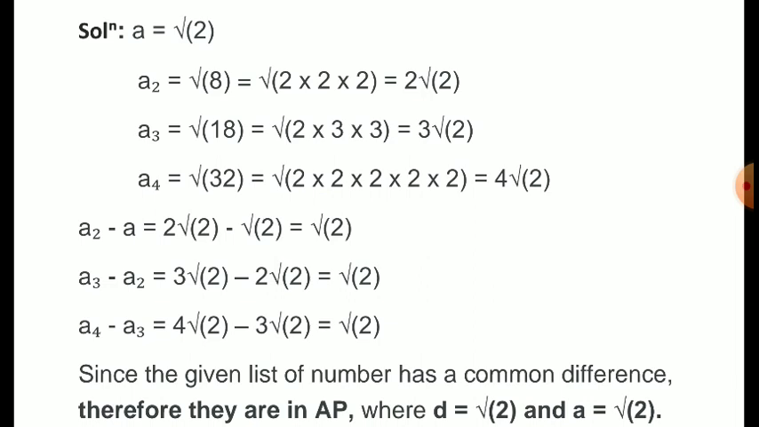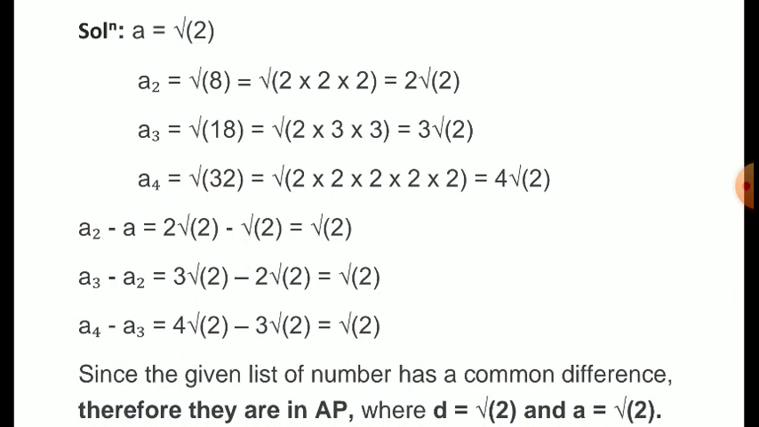So a1 is root 2, a2 is root 8, the second term. How do you convert purely radicals to mixed radicals? To convert into mixed radicals, first of all, you have to factorize. Factorize means prime factorize. So if you factorize 8, it can be 2 into 2 into 2, and you see here a few numbers come in the perfect square form. So you can find the square root of the perfect square number.